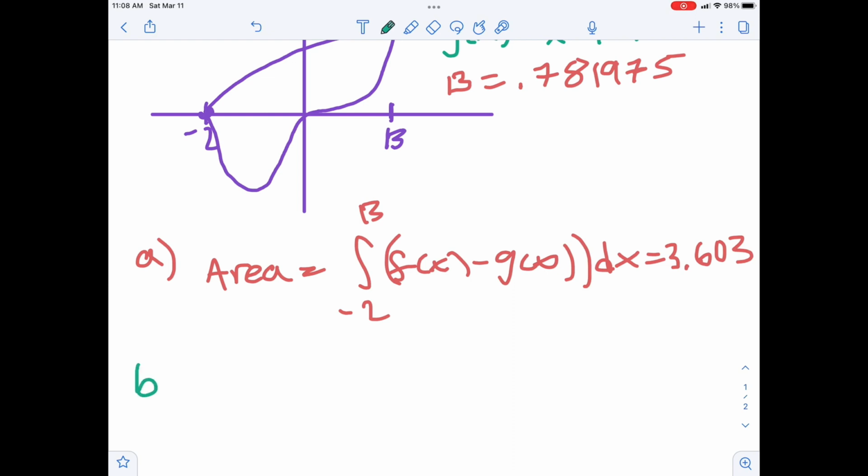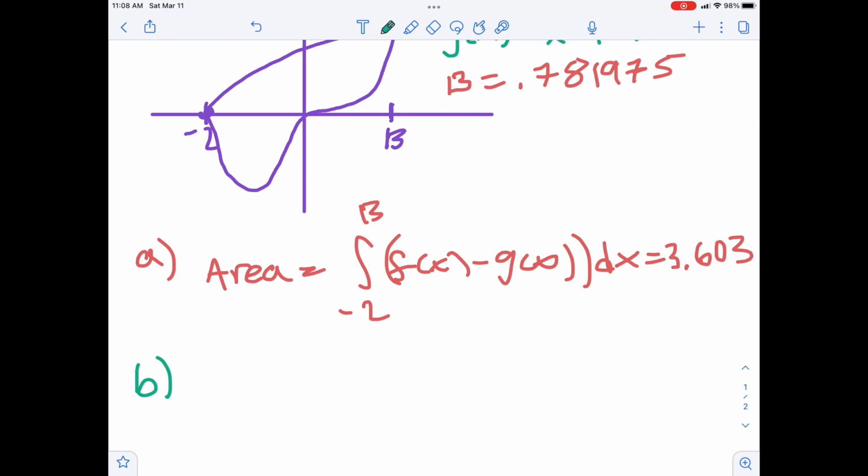Now moving on to part B. Part B says that for -2 less than x less than b, let h of x be the vertical distance between the graphs of f and g. Is h increasing or decreasing at x equals -1/2? And then give a reason for our answer.